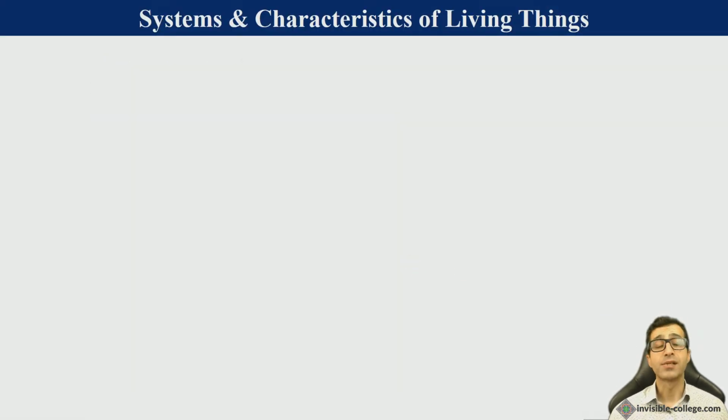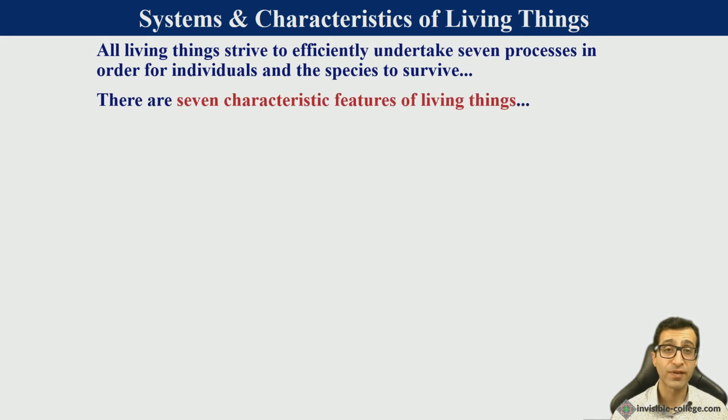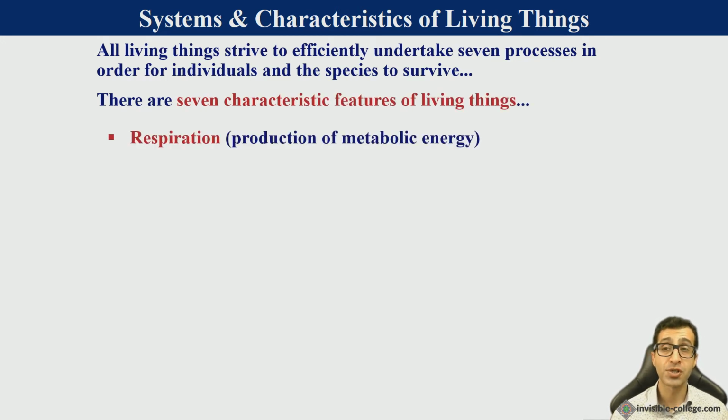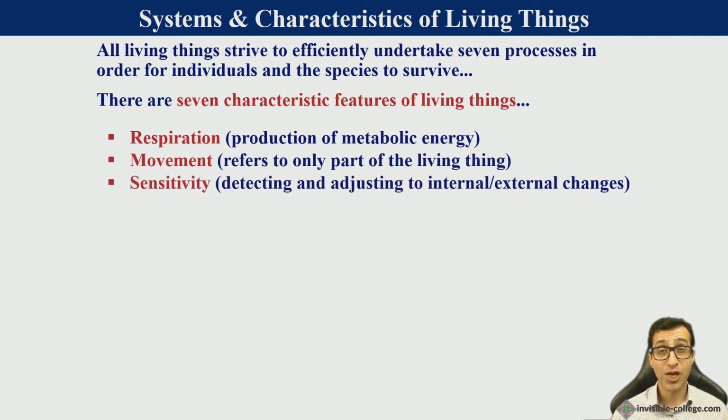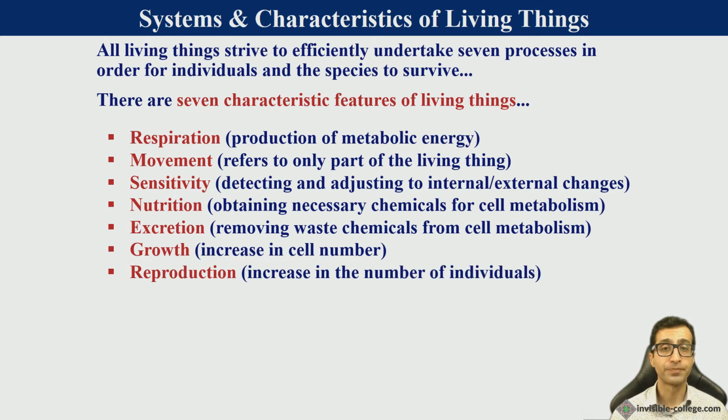So all living things strive to efficiently undertake those 7 processes that categorize them as living things in order for the individuals and also the species to survive. So again, to remind you, there are 7 characteristic features of living things. There is respiration, the production of metabolic energy. There is movement. There is sensitivity to changes in their internal and external environments. There is the process of nutrition or feeding. There is excretion, which means the removal of waste substances from cell metabolism. There is growth and reproduction.